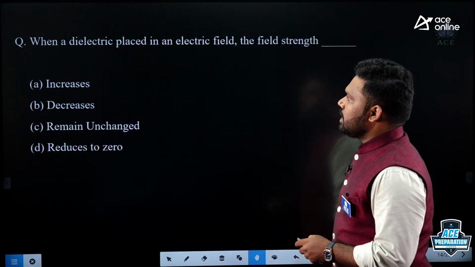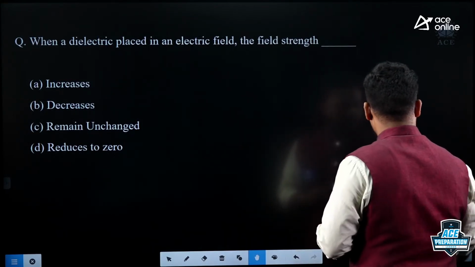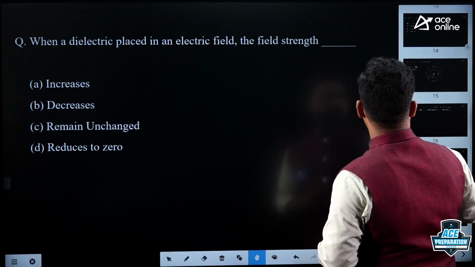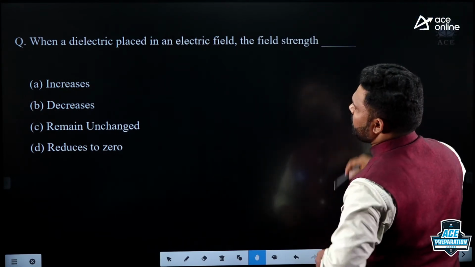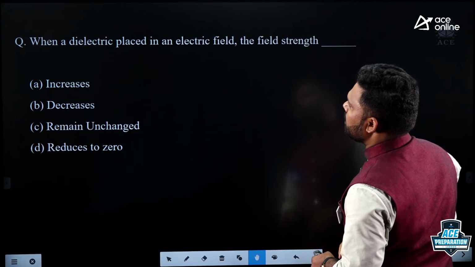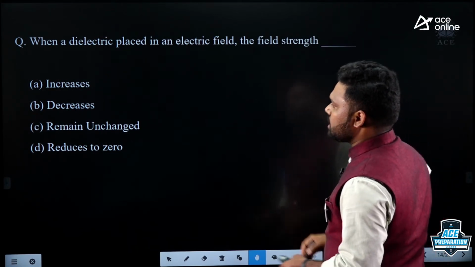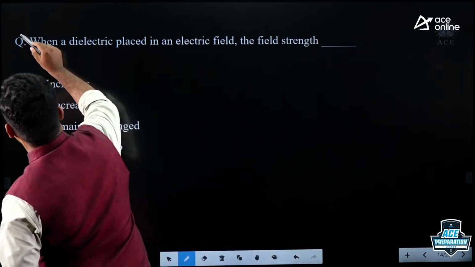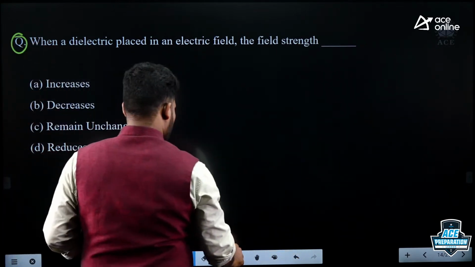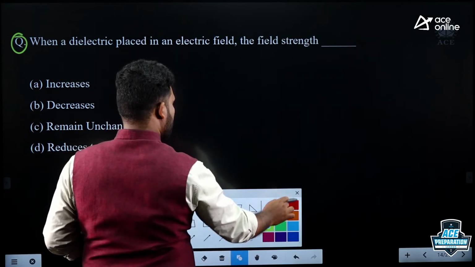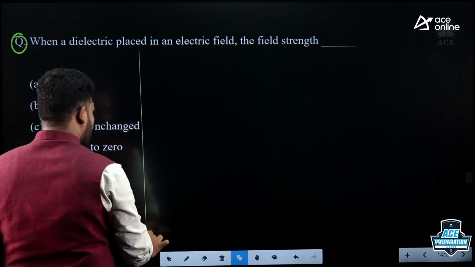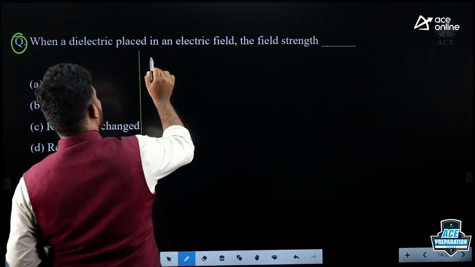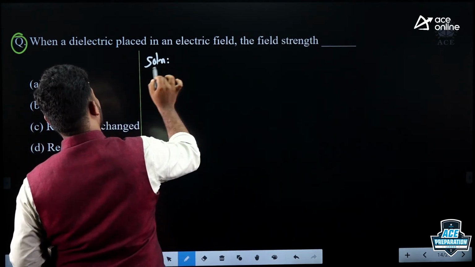Okay friends, fine. Let us take some questions here to appreciate these concepts. Here is a question. When a dielectric is placed in an electric field, the field strength decreases. The story remains the same here. The same question was asked in the context of electric force, and here there is an electric field. See here, here is a solution.